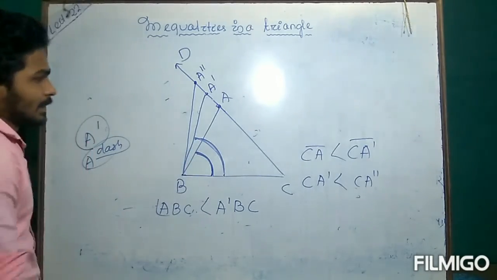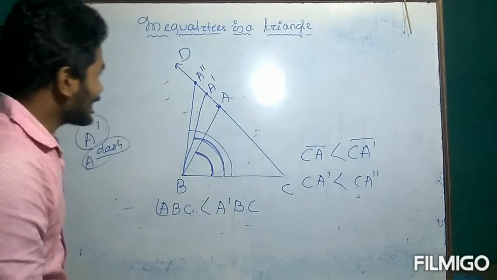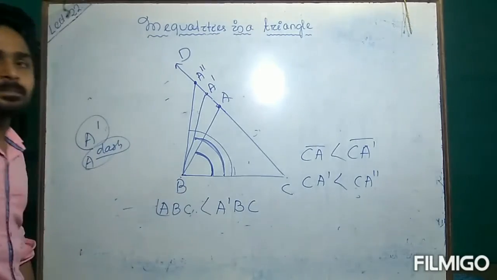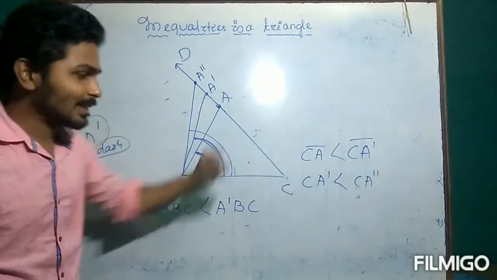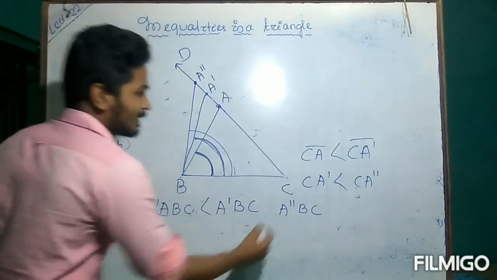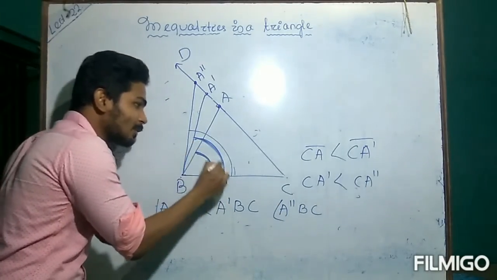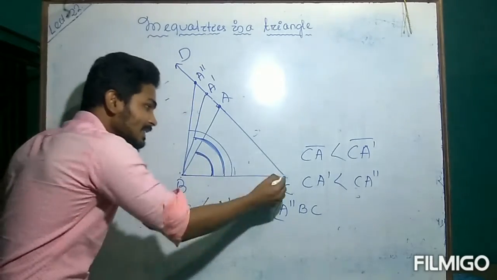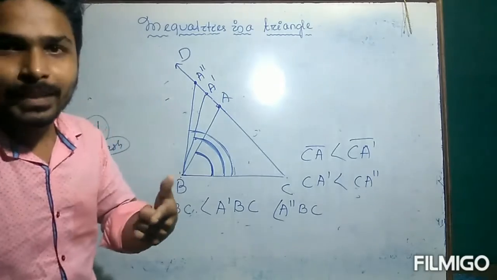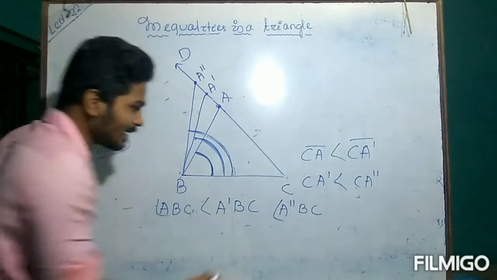Then what is the angle formed? This is the angle formed. What is the name of this angle? A double dash BC. Now, if we compare this angle, A dash BC, and this angle, A double dash BC, which one is larger? Definitely A double dash BC is larger.